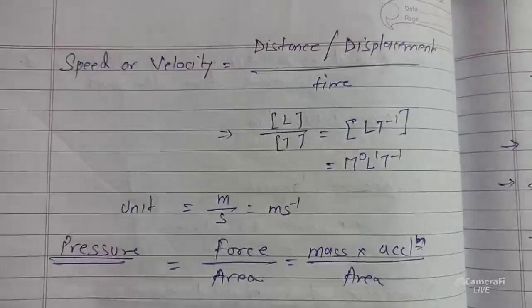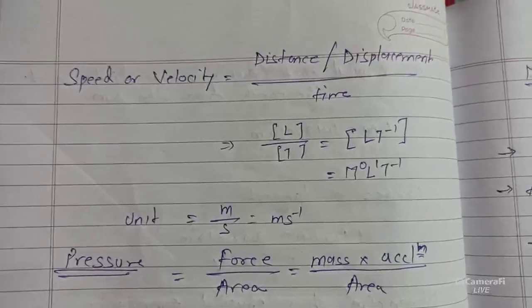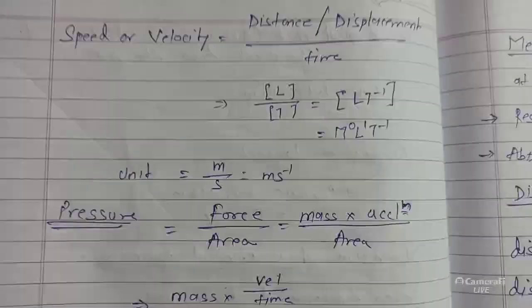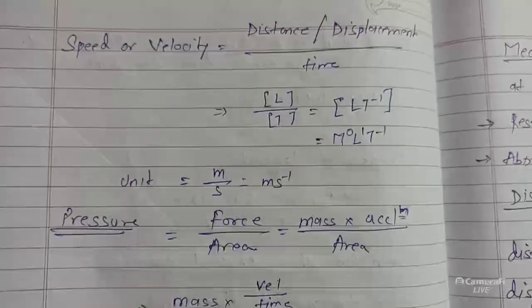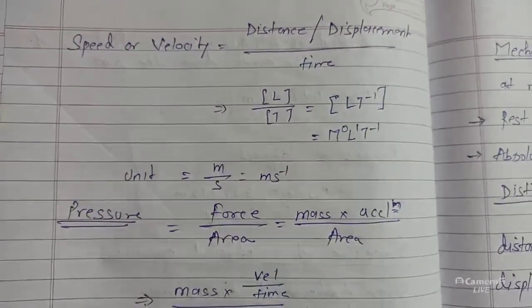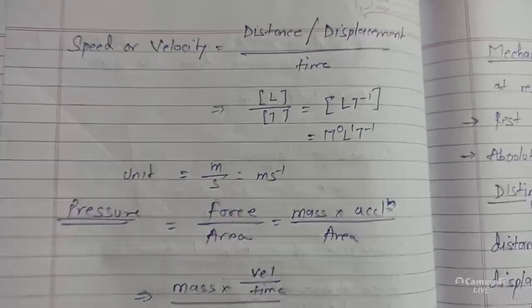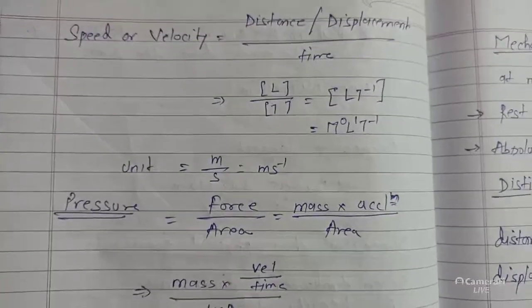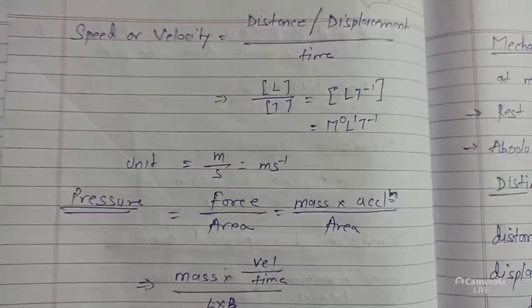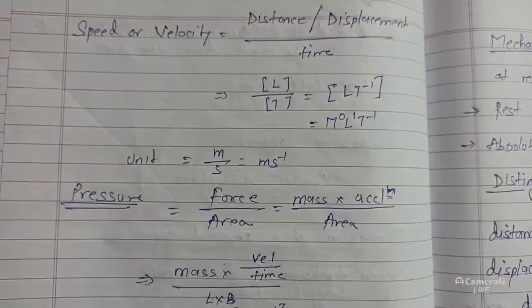Now we were there in our next quantity, speed or velocity. So we know that the formula of speed or velocity is what? Distance or displacement. If it is speed, it will be distance by time. If it is velocity, it will be displacement by time. Both distance and displacement are lengths, so we can write capital L, and in place of time we can write capital T. So it will be what? L T to the power minus 1.